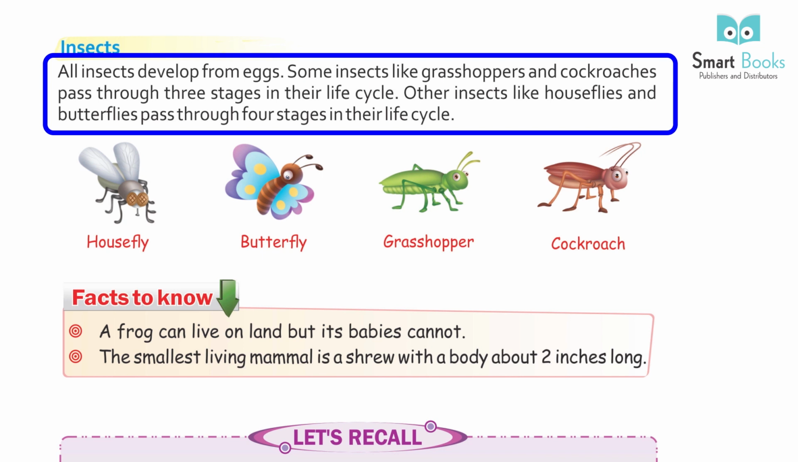All insects develop from eggs. Some insects like grasshoppers and cockroaches pass through 3 stages in their life cycle. Other insects like houseflies and butterflies pass through 4 stages in their life cycle.